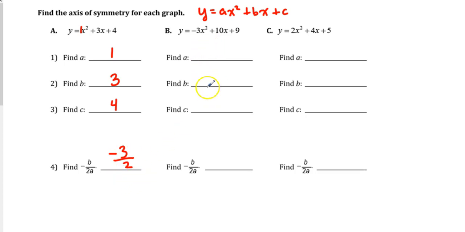Let me have you work on part B and part C, being very careful about the fact that some of these coefficients are negative, and that's going to make the A, B, or C negative. Hopefully you took time to work those out. Now you can just check your answers.